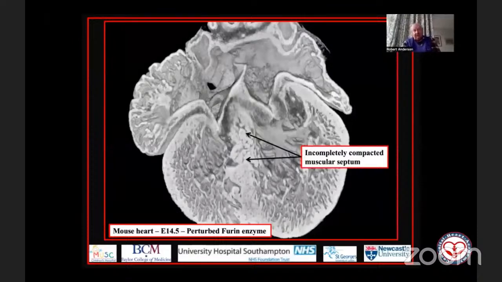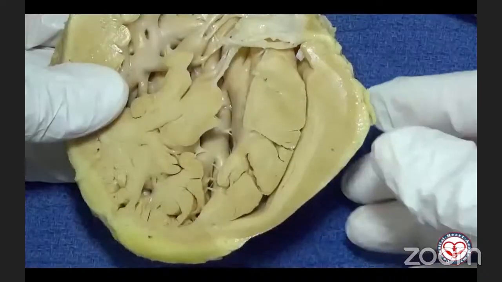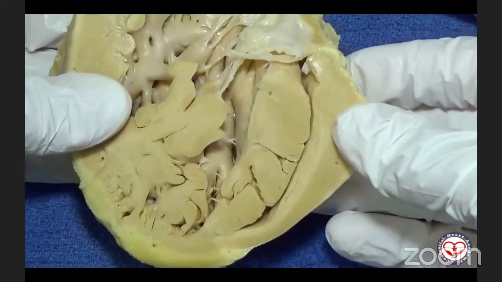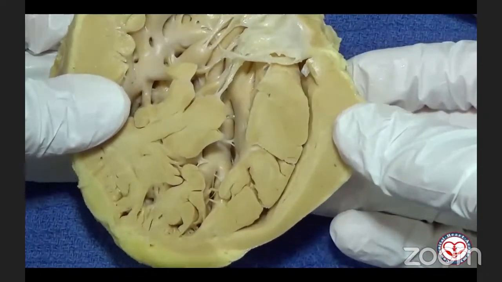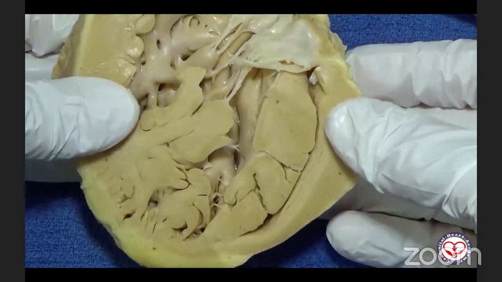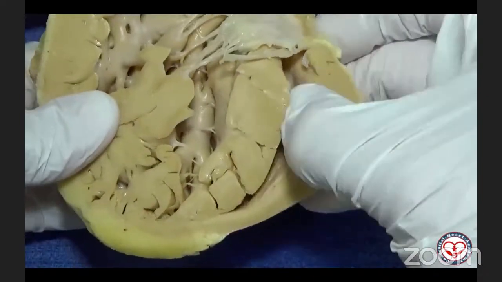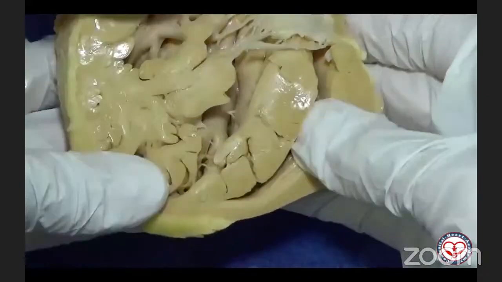So here you see the situation, giving us a Swiss cheese septum, and this is another of our hearts in which we perturbed the furin enzyme. And you can see those multiple channels that course through the compacting ventricular septum in the fashion of a Swiss cheese. I'm starting with a specimen that has actually an unbalanced atrioventricular septal defect, so you can see the slit-like left ventricle here and the dominant right ventricle here.